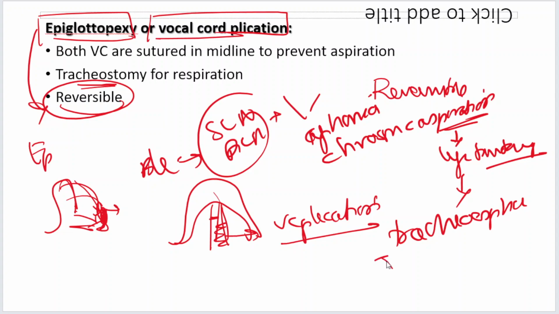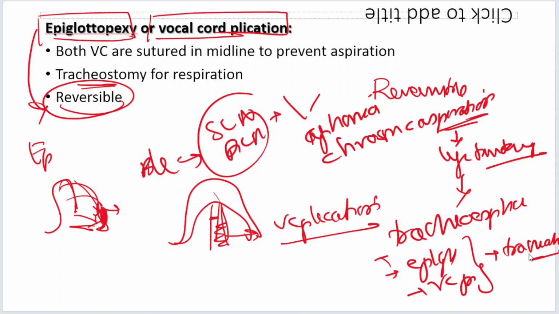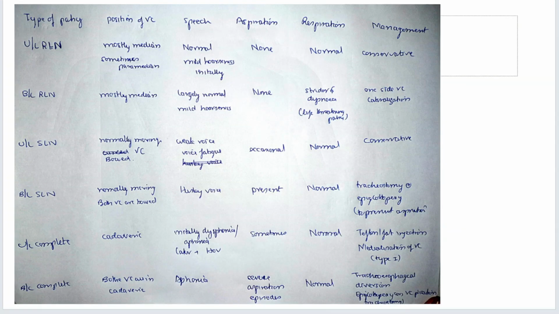or you are going to do epiglottopexy plus or minus vocal cord plication with tracheostomy, because you have to give some airway to the patient, right? So this is the end of all the palsies that we have covered from the beginning. Now coming to the summary, we'll have a small quick recap so that you can remember everything.